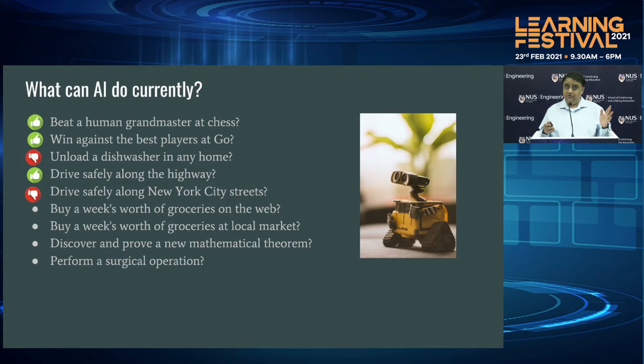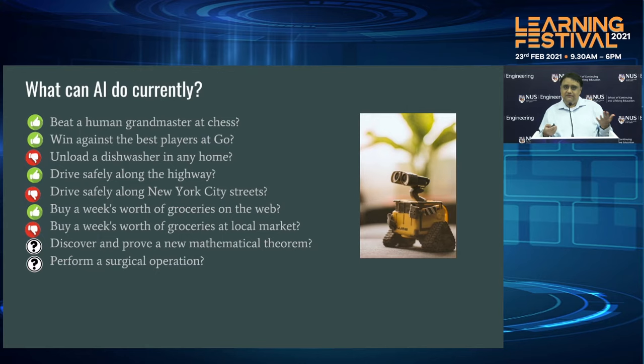What about buy a week's worth of groceries on the web? I mean, you can go to online grocery supermarkets and buy stuff, right? So it's not surprising that a computer can do that. But you can also go to the market and buy. Can a computer do that? Actually, I'm not sure it can, okay? What about discover and prove a new mathematical theorem? Well, I don't know. We're trying. What about perform surgery? Well, we're not sure yet. So we see that AI can do a lot, but there's stuff that it cannot do, right? But technology, again, is still evolving, so let's see what happens.